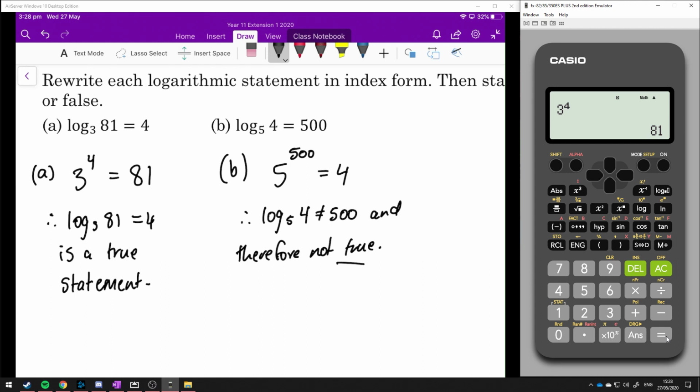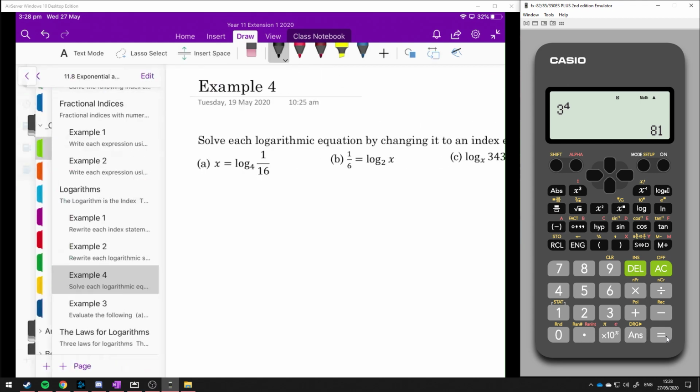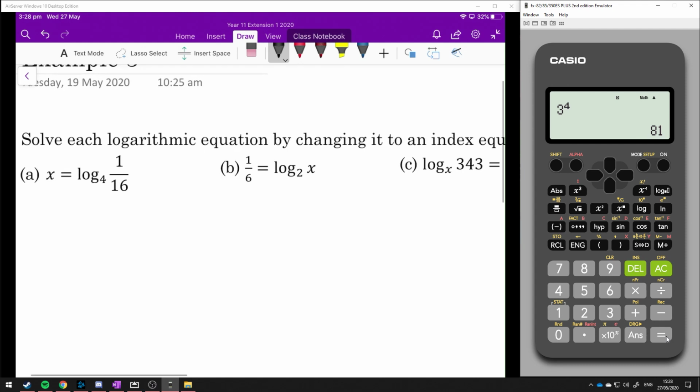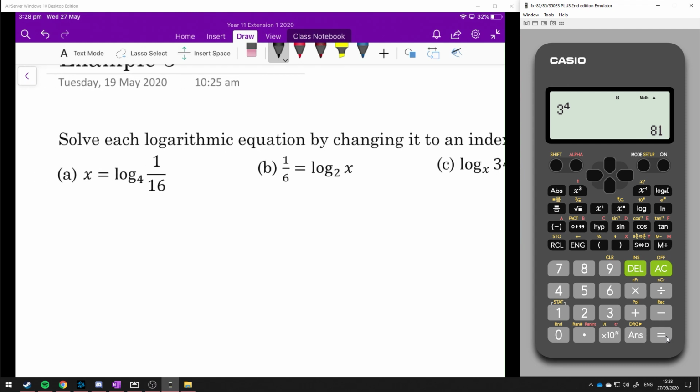Okay, and with that, that leads us to our last bit, where we are going to deal with some logs that aren't as nice. Solve each logarithmic equation by changing it into an index equation. So when we're given a log equation like this, we're actually going to rearrange it back into index form before we actually solve it. So we get x is equal to log base 4 of 1 over 16.